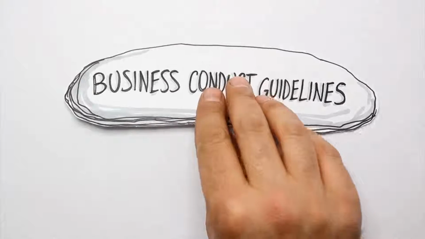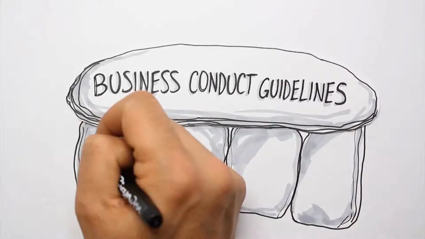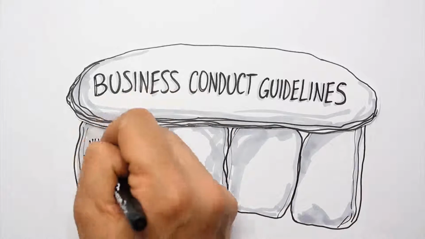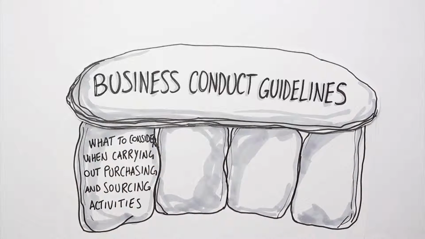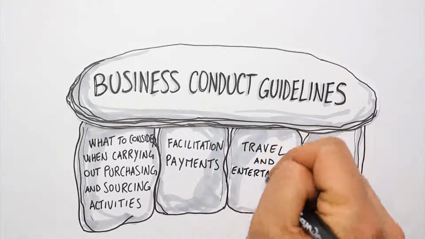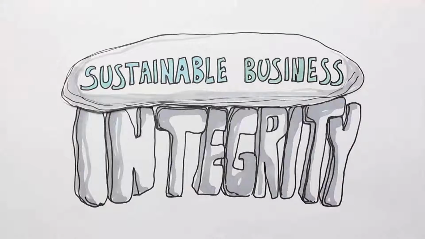Always adhere to Siemens Business Conduct Guidelines and follow Siemens internal regulations, like, for example, what to consider when carrying out purchasing and sourcing activities, compliance guideline for facilitation payments, rules for travel and entertainment, and your local scrap material policy. Integrity is the basis of sustainable business.